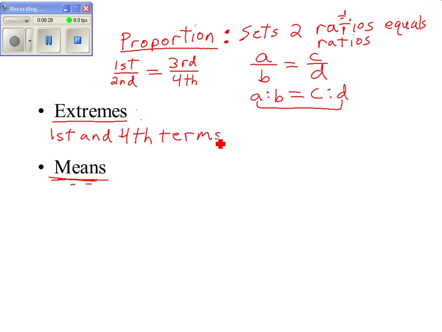What does the word mean mean? Average, maybe, but that's what some other teacher taught you, and mean's not really an average, because there are all kinds of things that are averages. If you're looking for the mean of a set of numbers, where are you looking in that set of numbers? In the middle, and that's what the mean tells you. So which of these do you think are the means? B and C. Second and third terms.